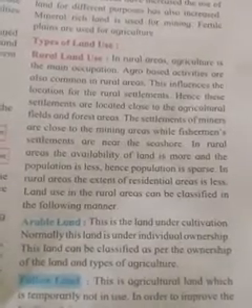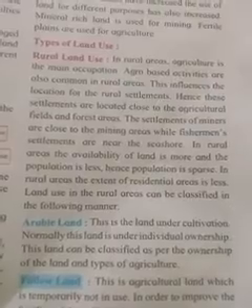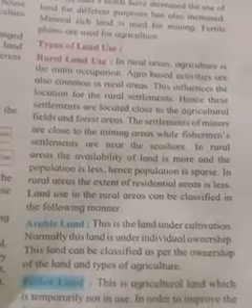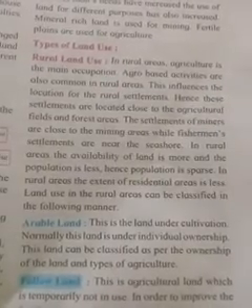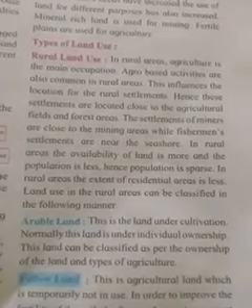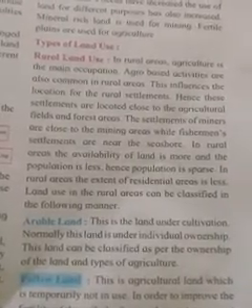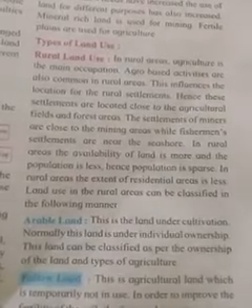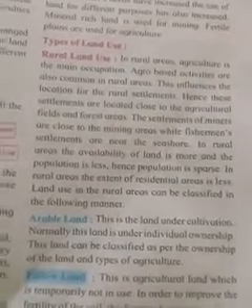In the rural areas, the availability of land is more and the population is less. Hence, the population is sparse. In rural areas, the extent of the residential area is less. Land use in the rural areas can be classified in the following manners.